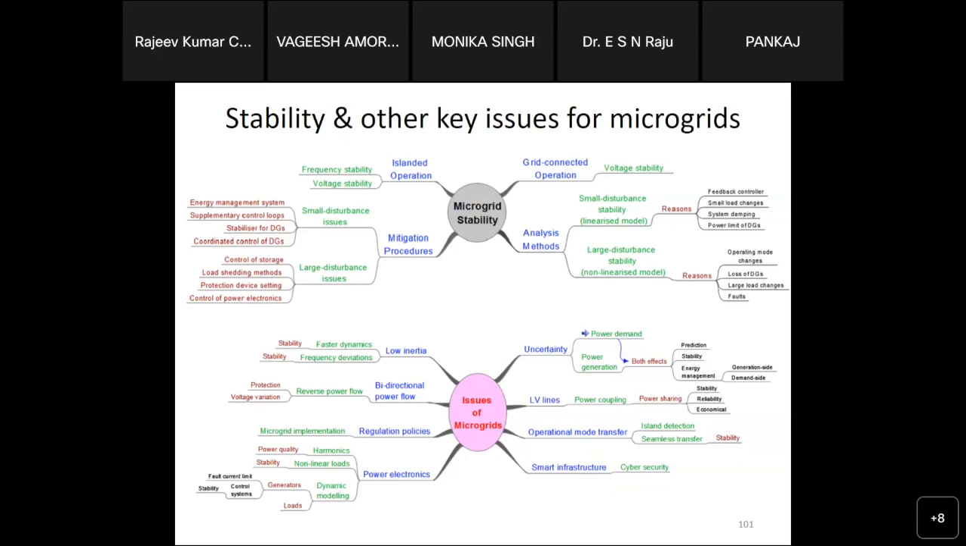When we see the uncertainty, as we are dealing with renewable generation, when there is a problem with the prediction of the power generation, we may have uncertainty because of the power generation and because of the power demand. So you may have generation side uncertainty as well as demand side uncertainty. With that, we have to go with proper energy management.